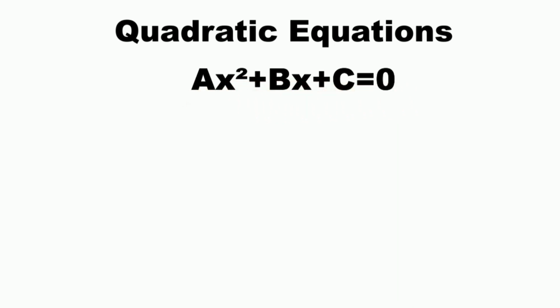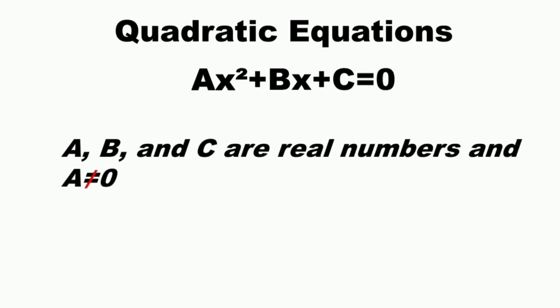So a and b are the coefficients of x squared and x, and c is the constant. All are on the left side of the equation, and the right side of the equation is 0. a, b, and c are real numbers, and a must not be equal to 0. If this a is equal to 0, then this is reduced to a linear equation in one variable.